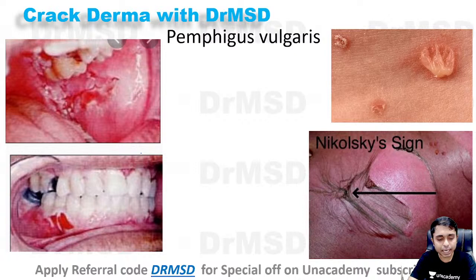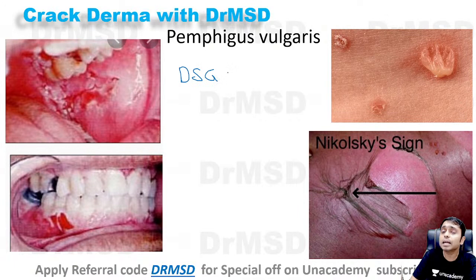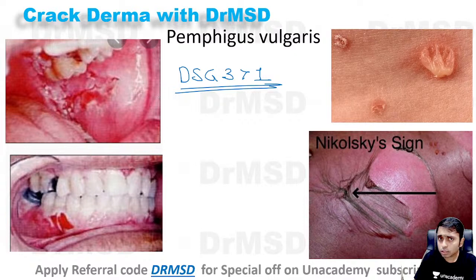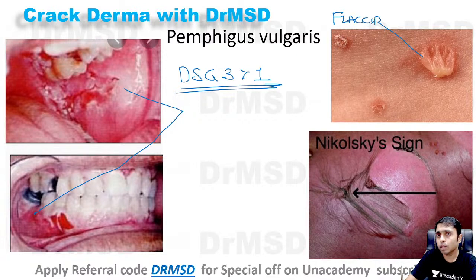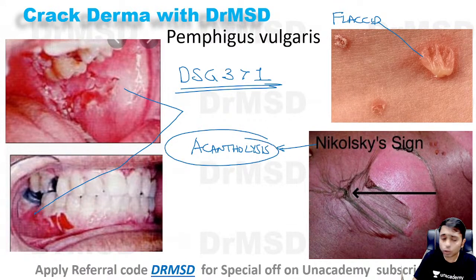And pemphigus vulgaris is an immunobullous disorder due to antibodies produced against desmosomal proteins, that is desmoglein 3 and desmoglein 1. Here we can see oral as well as other mucosal erosions and ulcerations, buccal and gingival erosions, and bullae which are very flaccid. Why? Because pemphigus vulgaris is an intraepidermal blistering disorder, and because the underlying pathogenesis is acantholysis, we can see Nikolsky sign positivity.